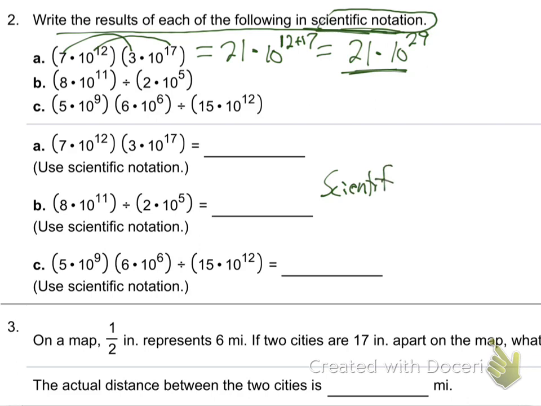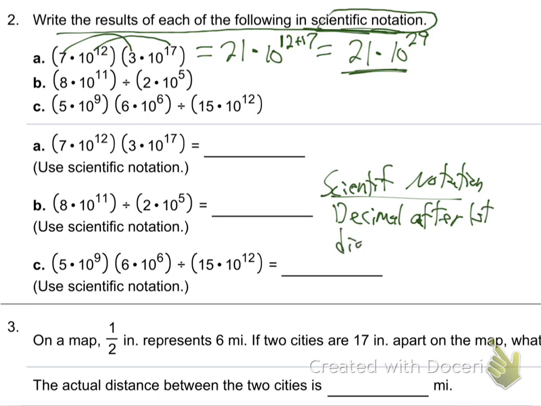Scientific notation must be the decimal after the first digit times 10 to some power. The decimal has to be after the first digit times 10 to some power. Now, on the 21, where's the decimal? It's right there. Right? When there's no decimal showing, you know where it is. It's at the end of the number. So it's got to be right there instead.